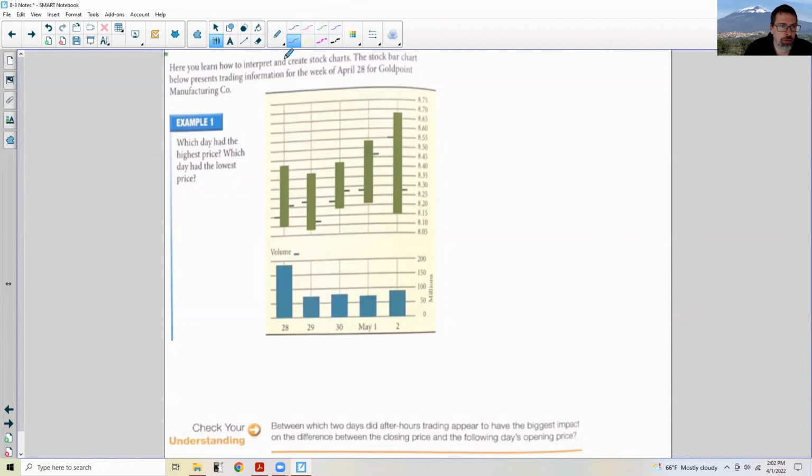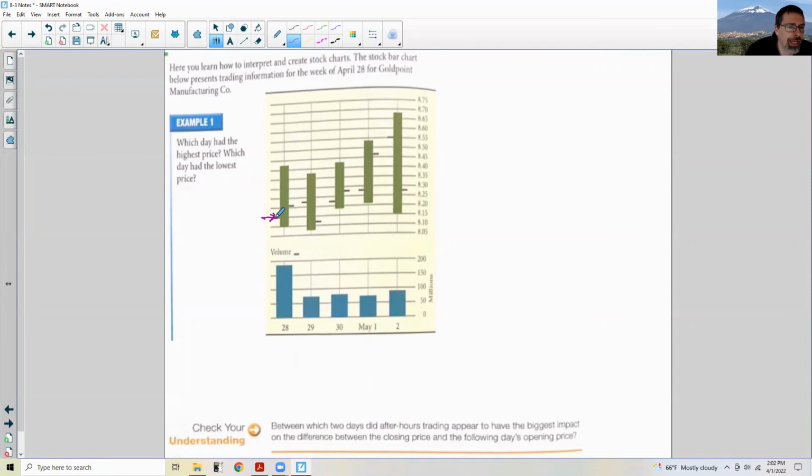Let's use, I don't know, purple for our open. So right here at the beginning of the week, this little line right here, that is where it opened. It opened at $8.15 on the 28th. April has 30 days, so there's no weekend here. So this is Monday and this is Friday. Monday, Tuesday, Wednesday, Thursday, Friday. The stock market does not trade on weekends.